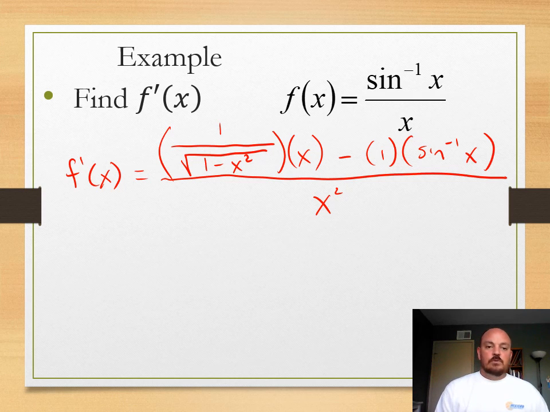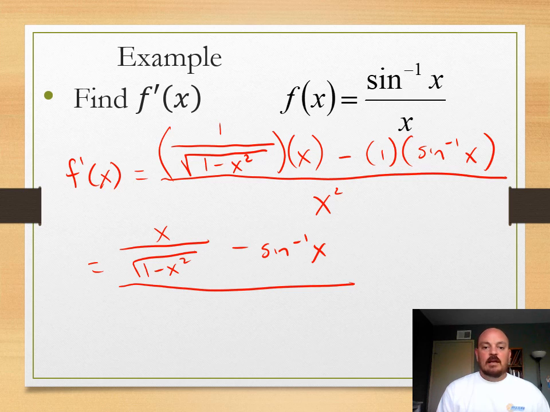And this is one of those where right now it looks kind of messy, like you have x over the square root of 1 minus x squared minus inverse sine of x all over x squared. And this is the point where technically that's the right answer. Like if this were a free response question on the AP test and you stopped right there and boxed it up, you would get full credit for that.